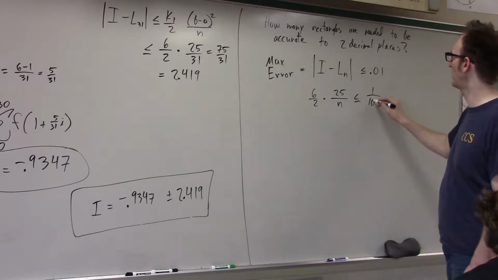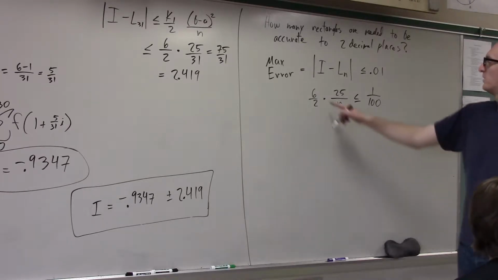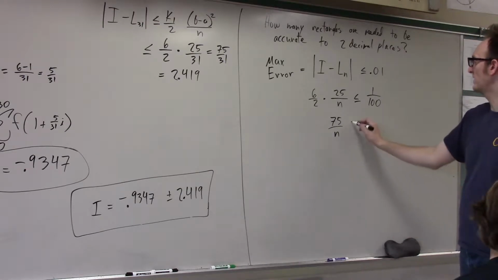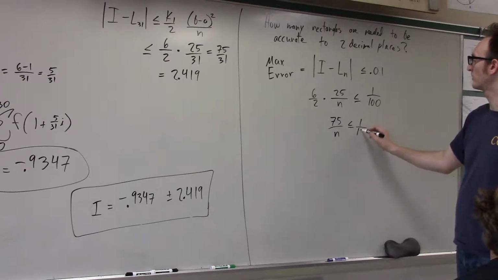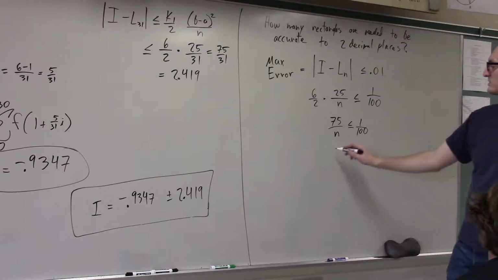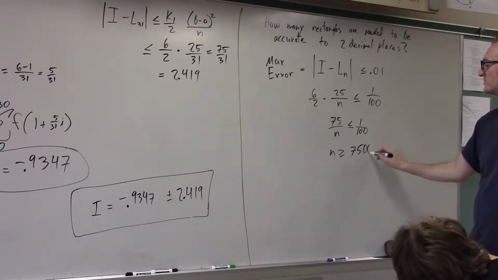less than or equal to 1/100th. So 0.34. So I have 75 over n is less than or equal to 1 over 100. 75,000. So yeah, this is going to be true when n is greater than or equal to 7,500.